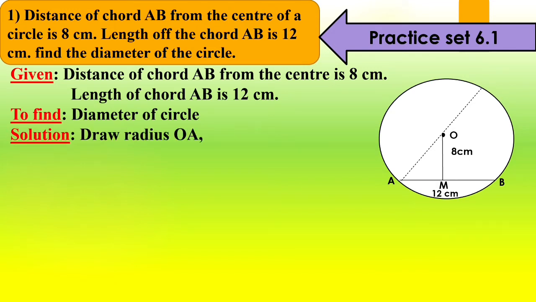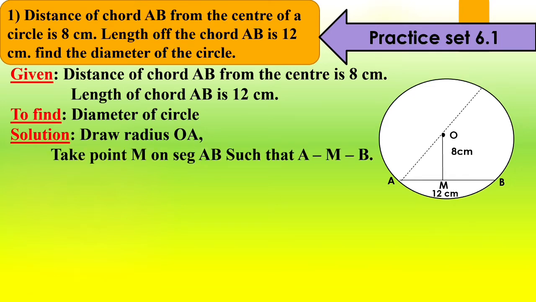Solution. Here we will draw radius OA. Take point M on segment AB such that A, M and B are collinear. So OM is perpendicular to the chord AB. AM is 12 cm.